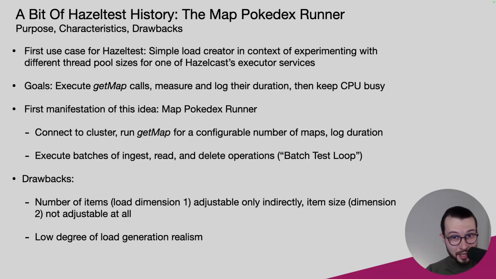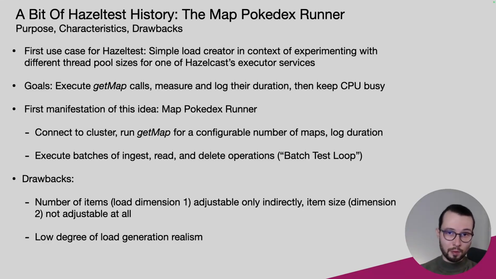And the item size, the size of each Pokemon, the size of each Pokedex entry, that being load dimension 2, was not adjustable at all. And that's a result of that runner working with the first generation Pokedex as well. That's a fixed data set where each item has a fixed size, right? In fact, you can go check it out in the code base of Hazeltest, because until today, that trimmed down version of the map Pokedex Runner that I used back then is still there, because the functionality is still the same as far as the Pokedex Runner is concerned. So load dimension 2 was not adjustable at all.